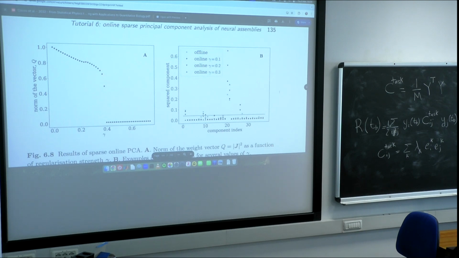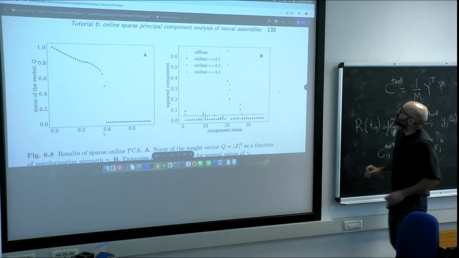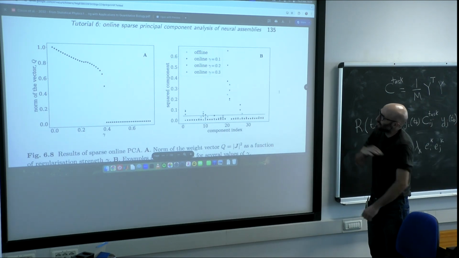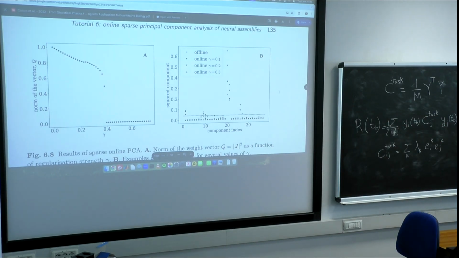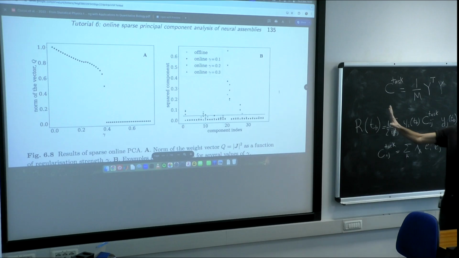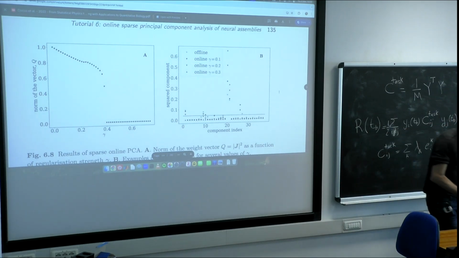So then, what you can do next is to give up PCA and try instead to do what we will do next week, which is, instead of inferring correlations, to try to infer couplings between neurons. And we will see that this can give you more information. But for the moment with PCA, this is what you can do.